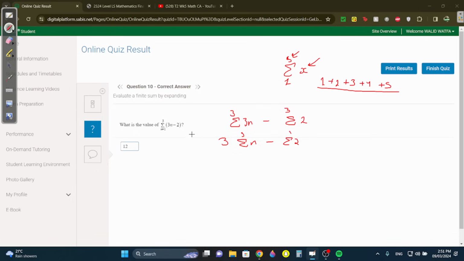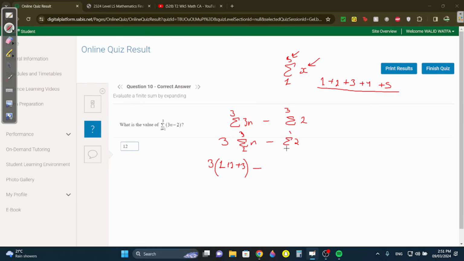Okay? So 3 times sigma n, sigma n up till 3. And it always starts at 1, right? Up till 3. So what does that mean? n starts at 1. Then it goes to 2. Then it goes to 3. But it stops at 3.